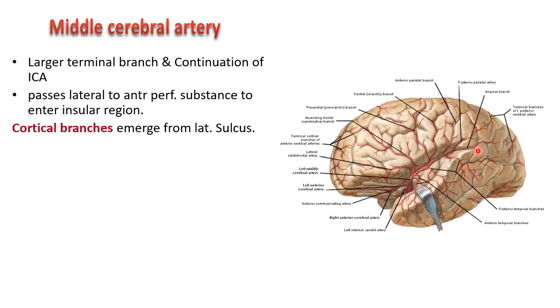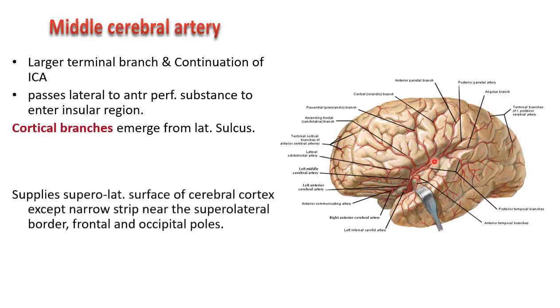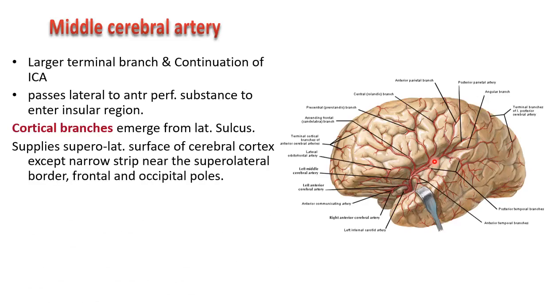So here you are able to see the stem, or the trunk, of the middle cerebral artery, and then mainly it is giving cortical branches. So mainly it supplies most of the superolateral surface of the cerebrum. Okay, so your frontal lobe, including your prefrontal area, frontal eye field, superior and middle frontal gyrus.